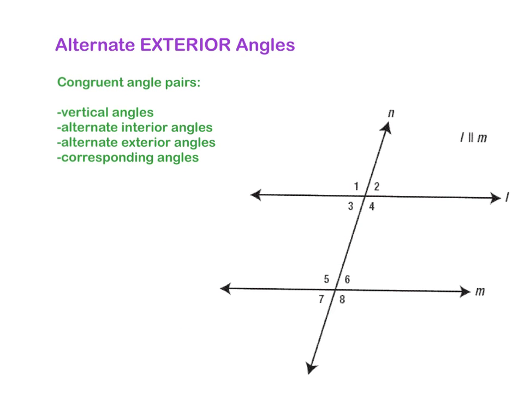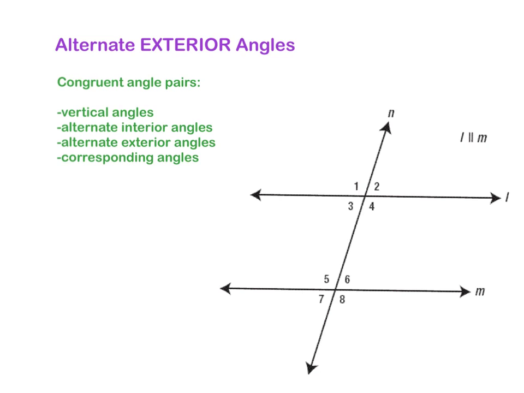Our next relationship is similar to the one before, but now we're talking about alternate exterior angles. All right, so again, we're talking about angles that'll be on alternate or opposite sides of the transversal, but this time we're going to look at the 4 angles on the exterior of the parallel lines. So 1 and 2 and 7 and 8 in this example.